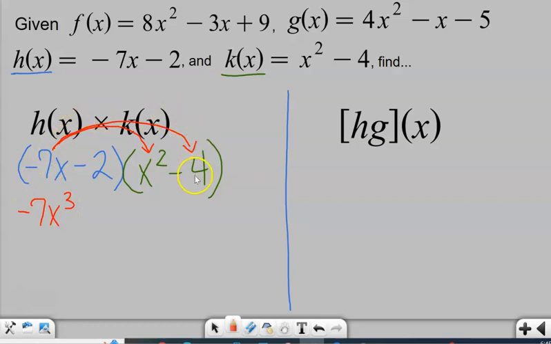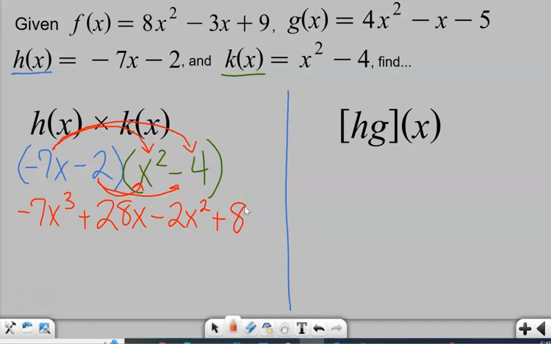Negative 7x times negative 4, because that minus is like a negative. Negative times a negative is a positive. And then 7x times 4 would be 28x. And again, if you need your calculator, use your calculator. Then we'll take the second number in the parenthesis and we'll distribute it. That's a negative 2 because the minus is like a negative. Negative 2 times x squared is negative 2x squared. And then negative 2 times negative 4 is a positive 8.